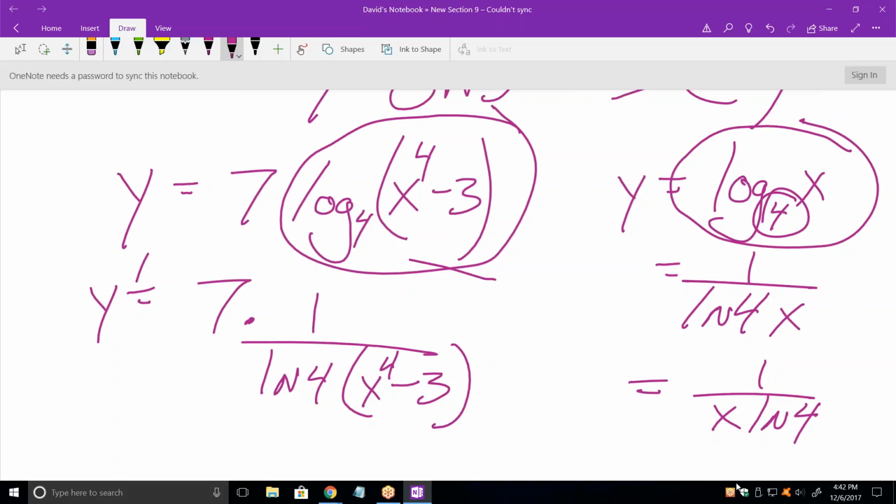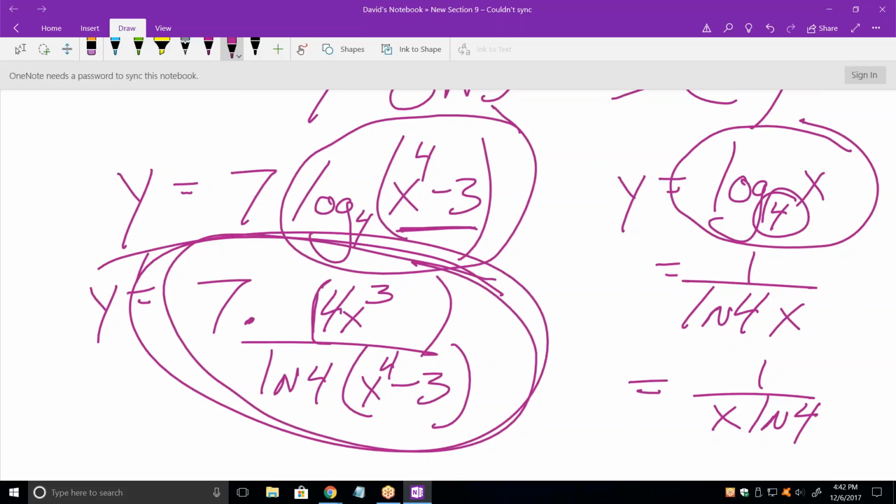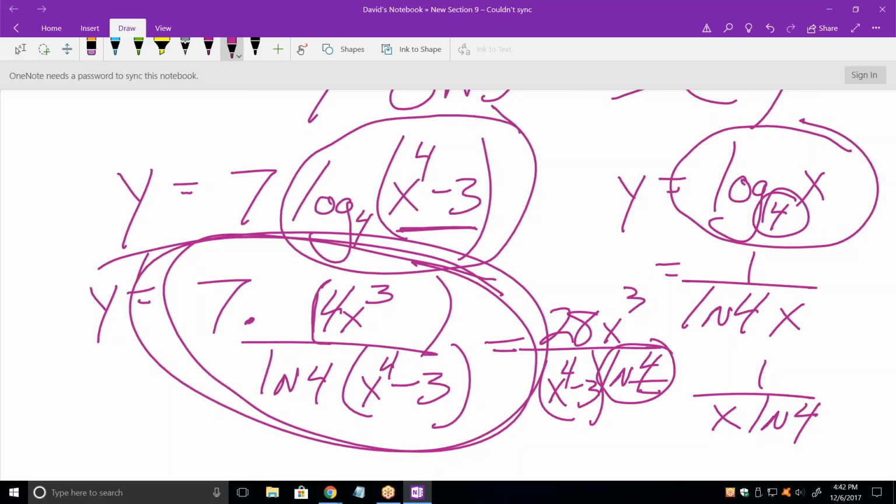In other words, all this is the derivative of the outside. But we have an inside. What's the derivative of the inside? 4x to the third. And there's your answer. Well, the answer is 28x to the third, all divided by x to the fourth minus 3 times natural log of 4. Remember, that's just a number, natural log of 4.